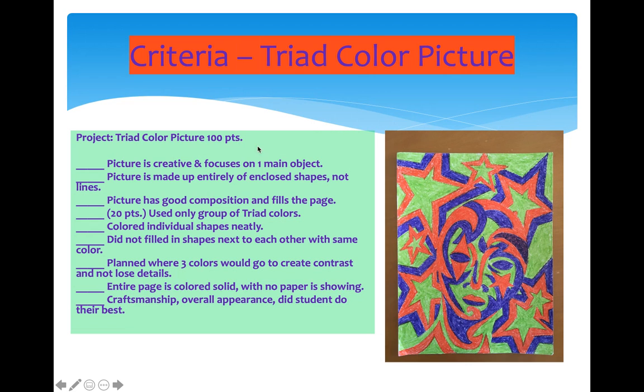First one is, and they're all 10 points unless I say otherwise, the picture is creative and focuses on one made object. The picture is made up entirely of enclosed shapes, not lines. We're going to be filling them in solid this time, so it has to be closed. We're not adding any color overlays. We're not 3D shading. Picture has a good composition and fills a page. That should happen automatically if you focused on one main object.